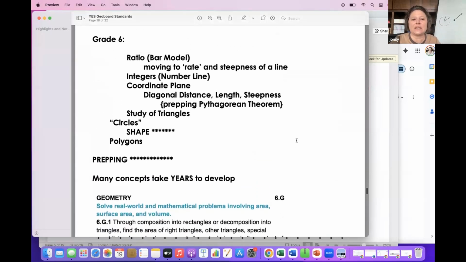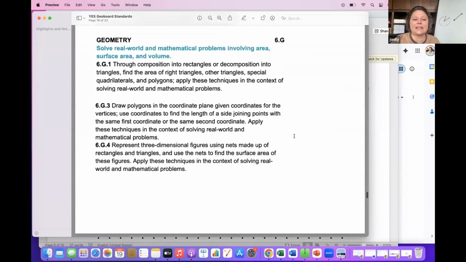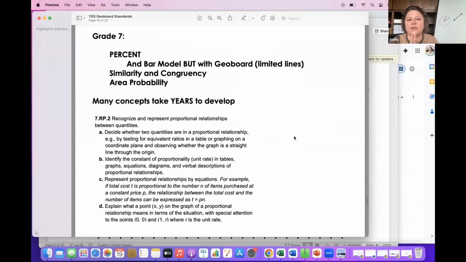And then by the time we get to 6th grade, we're looking at coordinate plane, distance, again, prepping for Pythagorean theorem, looking at different types of polygons. And in 7th grade is the next time the circle is specifically stated in the standards. So in 7th grade, the circle comes back up, but now we're looking at circumference and area of the circle. To me, that's just area of irregular shapes. But again, a circle is a collection of angles. So we are always coming back to this diagonal line.